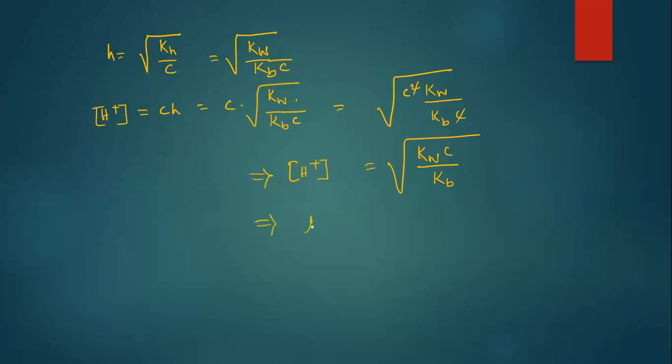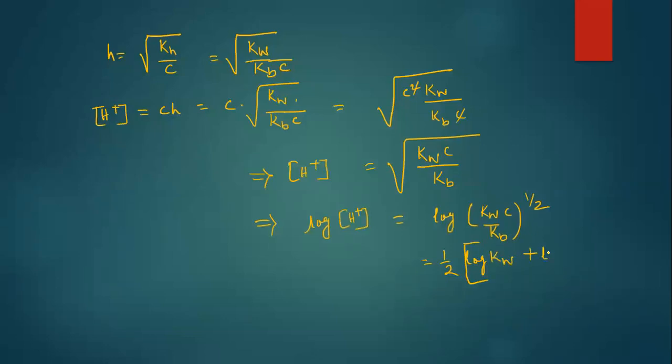You take log on both sides because we are now going to calculate pH. When you take log on this side also, what happens? This is basically log of KW by KB C to the power half. So half log, I am breaking it in one step only, KW plus log C minus log KB.